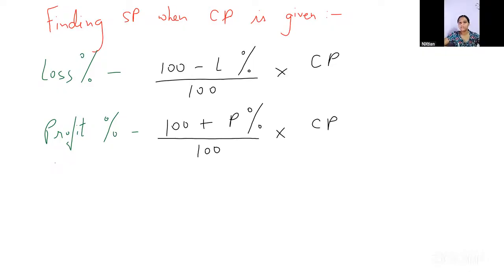Yes, Abraham, you have a question. Why do we add or subtract from 100? It is because when we have a profit, the selling price is cost price plus profit, right? We are finding SP, and SP in general is the cost plus the additional profit you gained.